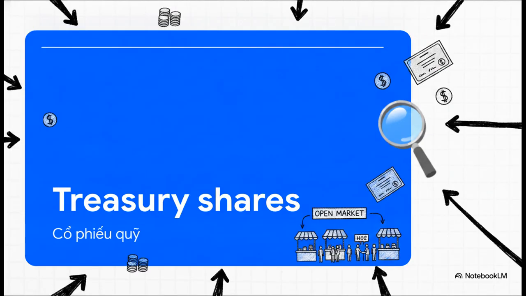Sometimes, though, instead of paying out dividends, a company decides to take stock back. The term for this is treasury shares. Repeat with me. Treasury shares. This happens when the company actively uses its own cash to buy back its stock from the open market.